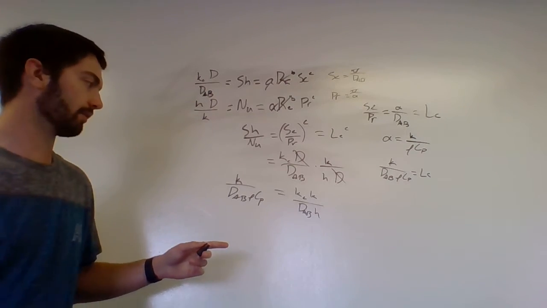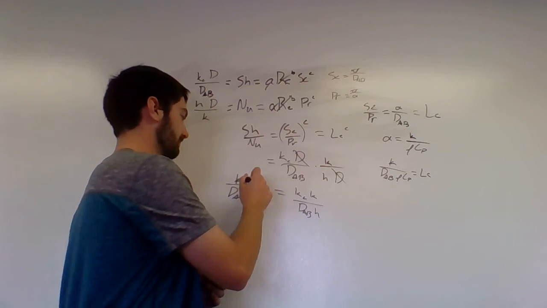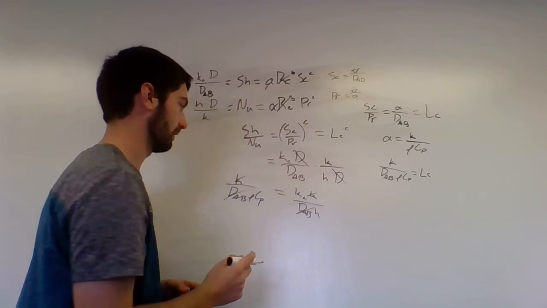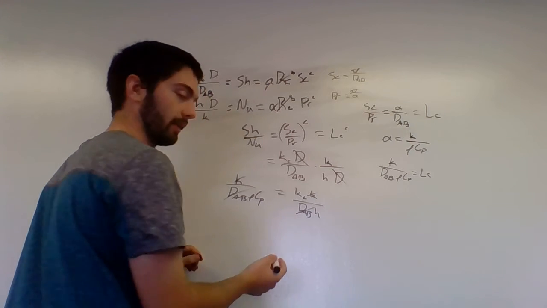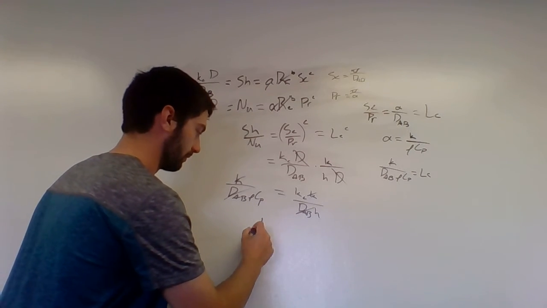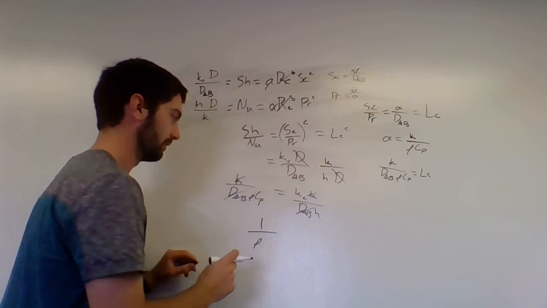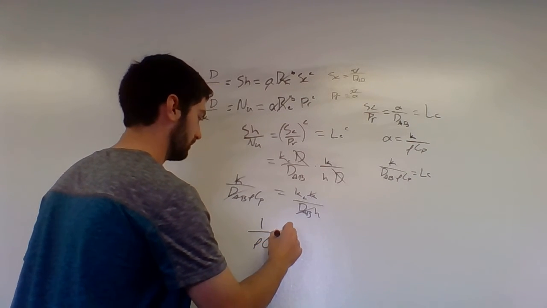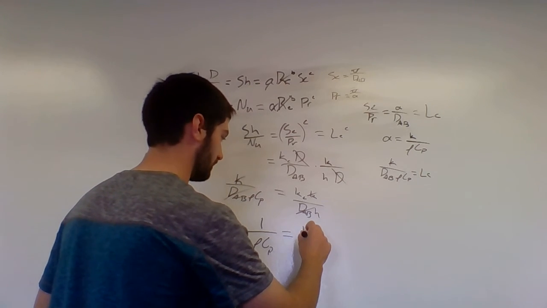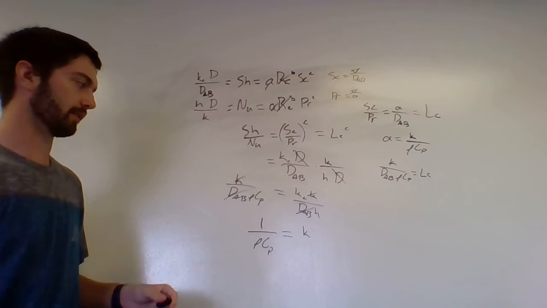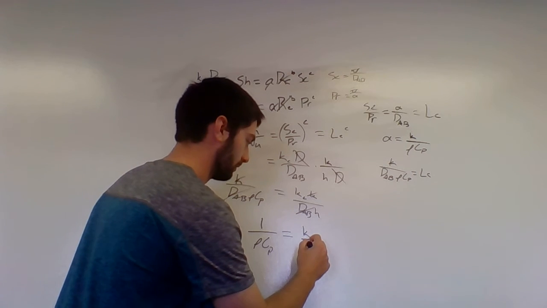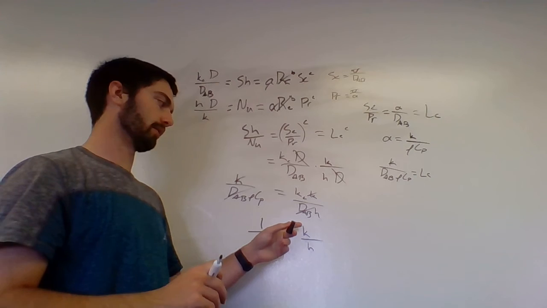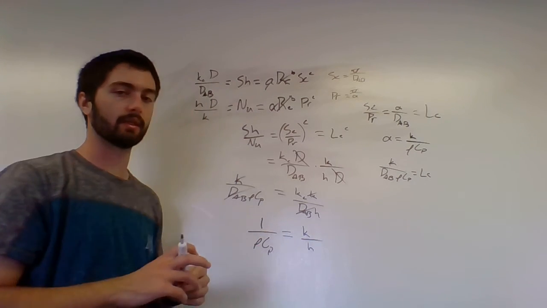So now that we know that these are equivalent, you can see some cancellations happen. So that cancels, and we're left with the Lewis relation. So 1 over the density times the Cp is equal to the mass transfer coefficient over the heat transfer coefficient. And this is the Lewis relationship.